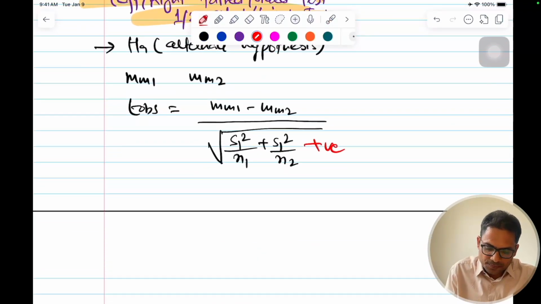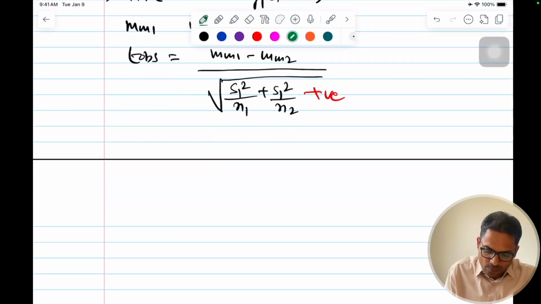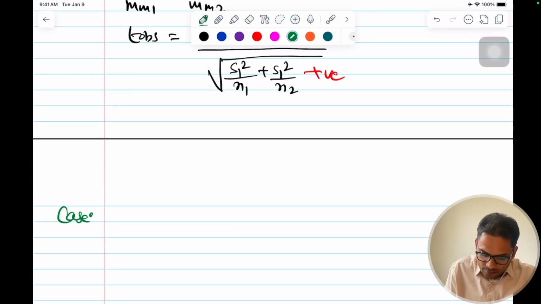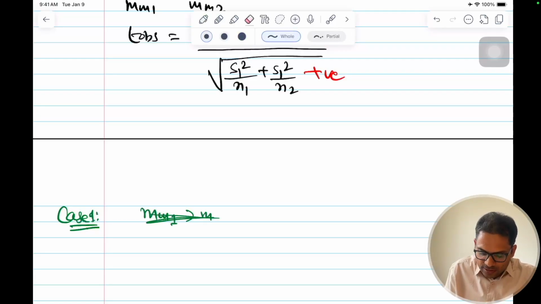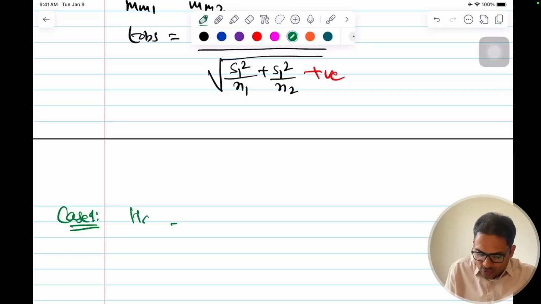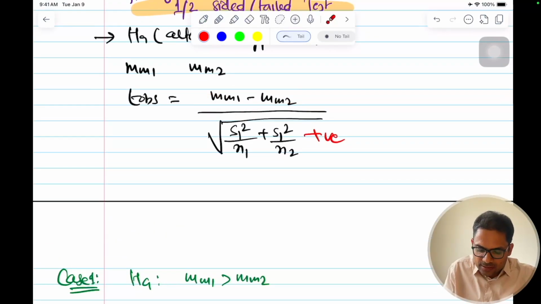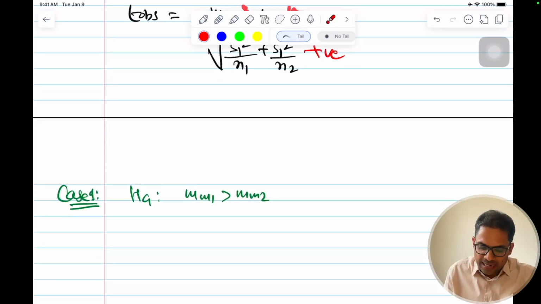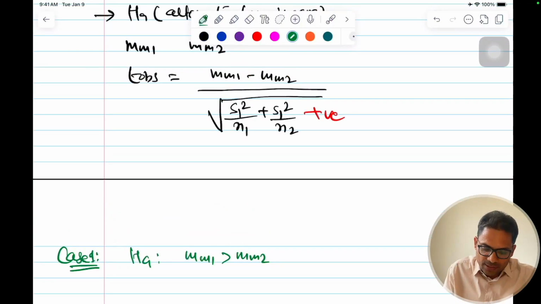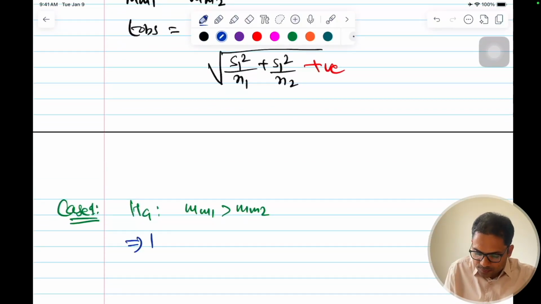So case 1. We'll see. Case 1 is M1 is greater than M2. This is my alternate hypothesis. So I'll state the alternate hypothesis itself. The alternate hypothesis is that M1 is greater than M2. So if medicine 1 recovery time is greater, this term will be positive. So finally my T observed will be positive. This implies my T observed will be positive.